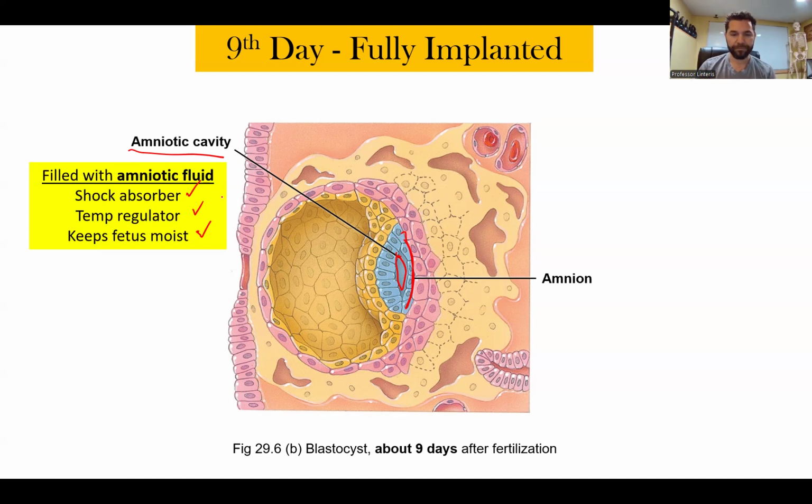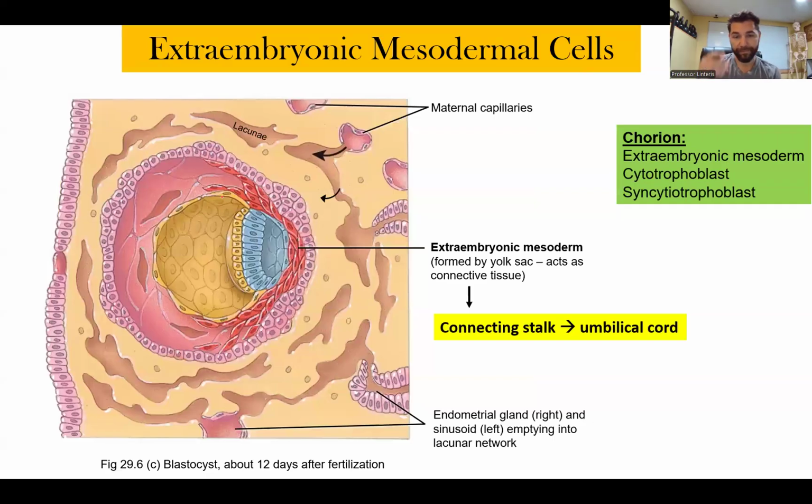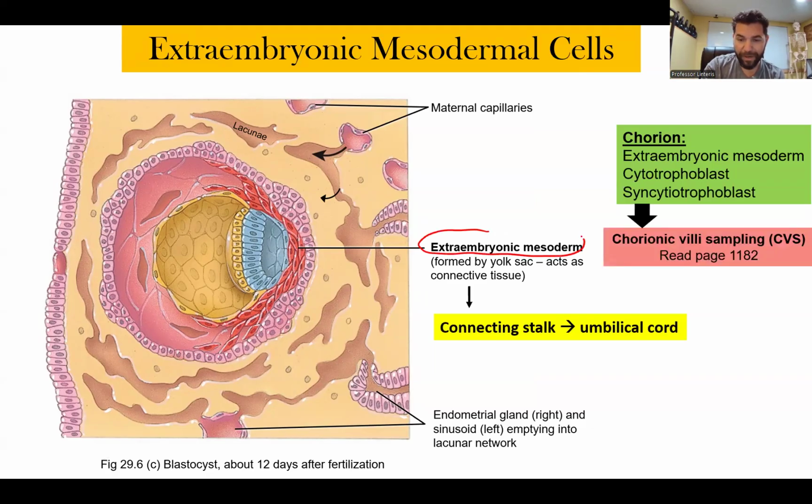As we progress, right, we have these extra embryonic mesodermal cells that formed. These weren't here before, right? Acts kind of as connective tissue. And you can see the term chorion, right? So we will mention as we go through a bunch of slides, chorionic villi sampling, right? You can be familiar with that.